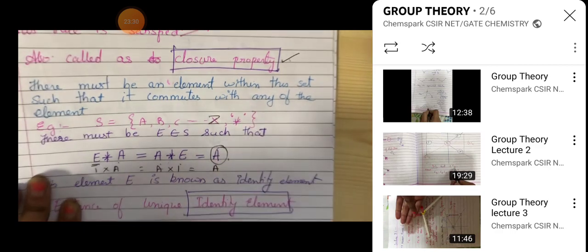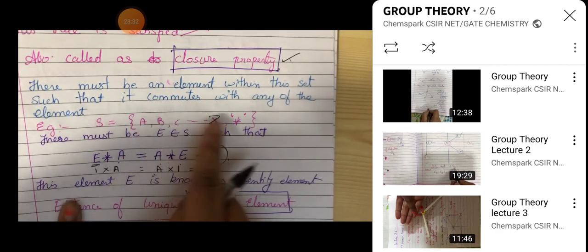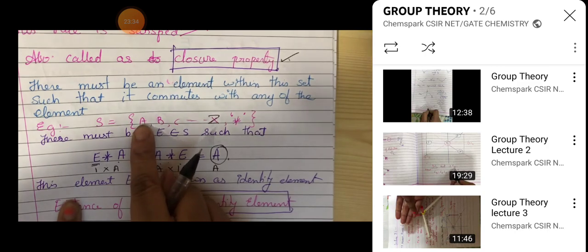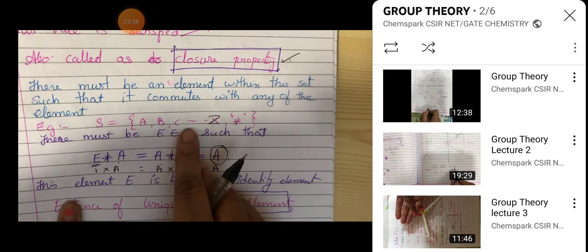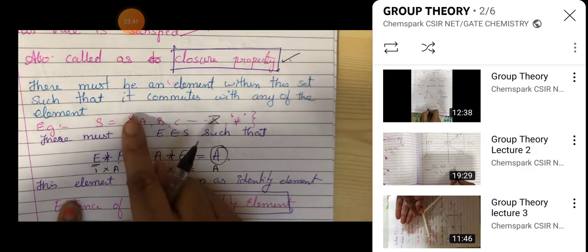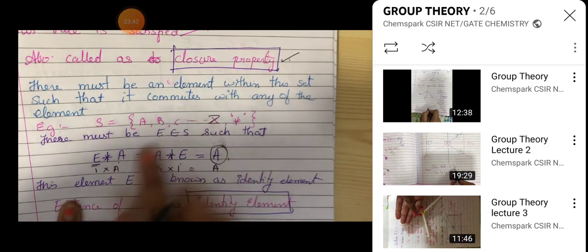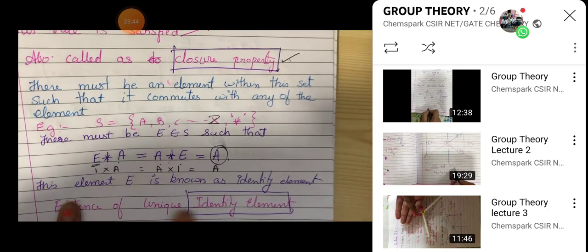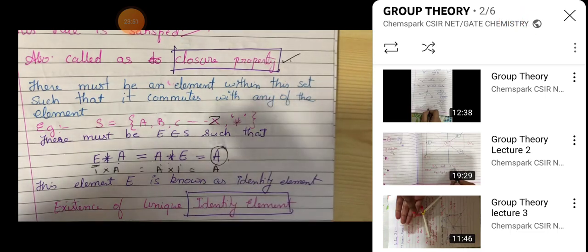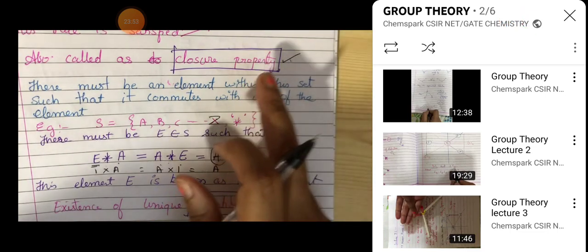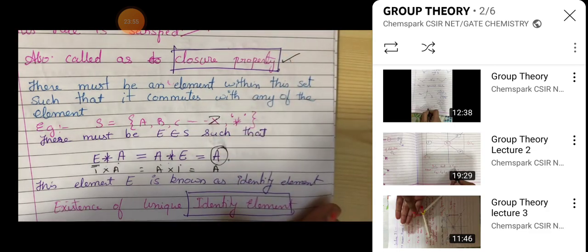मतलब अगर आप इसमें से कोई भी एक लेटर चूज करते हैं, जैसे A मैंने चूज किया, और इसे मल्टीप्लाई करते हैं किसी एक एलिमेंट के साथ जो कि हमें सेम A दे दे, उस प्रॉपर्टी को हम आइडेंटिटी एलिमेंट कहते हैं या यूनिक आइडेंटिटी एलिमेंट. So group also follows identity element property. Okay, we have done closure property, we have done identity property.